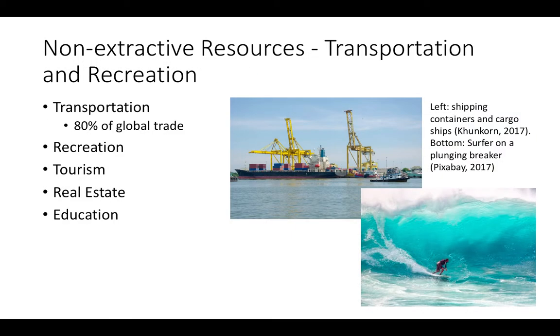Okay, finally, our last category, non-extractive resources. And remember here, we are getting some benefit from the ocean without actually removing something from it. The biggest category of this is transportation. Chances are that if you received a package from Amazon today, whatever product you bought probably spent some time on a cargo ship, because 80% of global trade is happening through marine transportation.